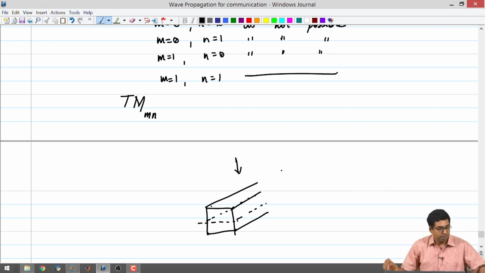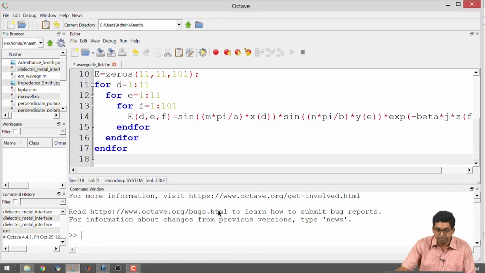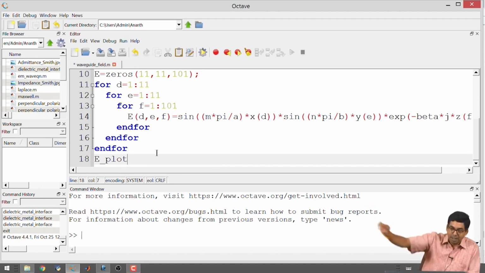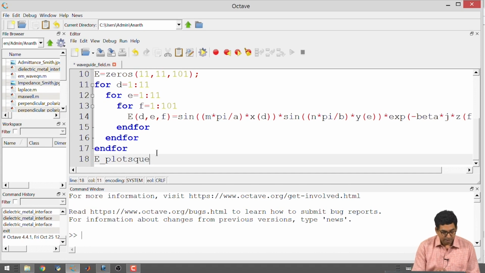Okay. So, I am going to go ahead and do this. What I want to do is create a field to plot. So, I am creating a new variable. E of d comma e comma f will have the value of fields at all positions, but for the sake of plot I am just picking up a slice. Okay. There is a command which allows me to do this in Octave, right.